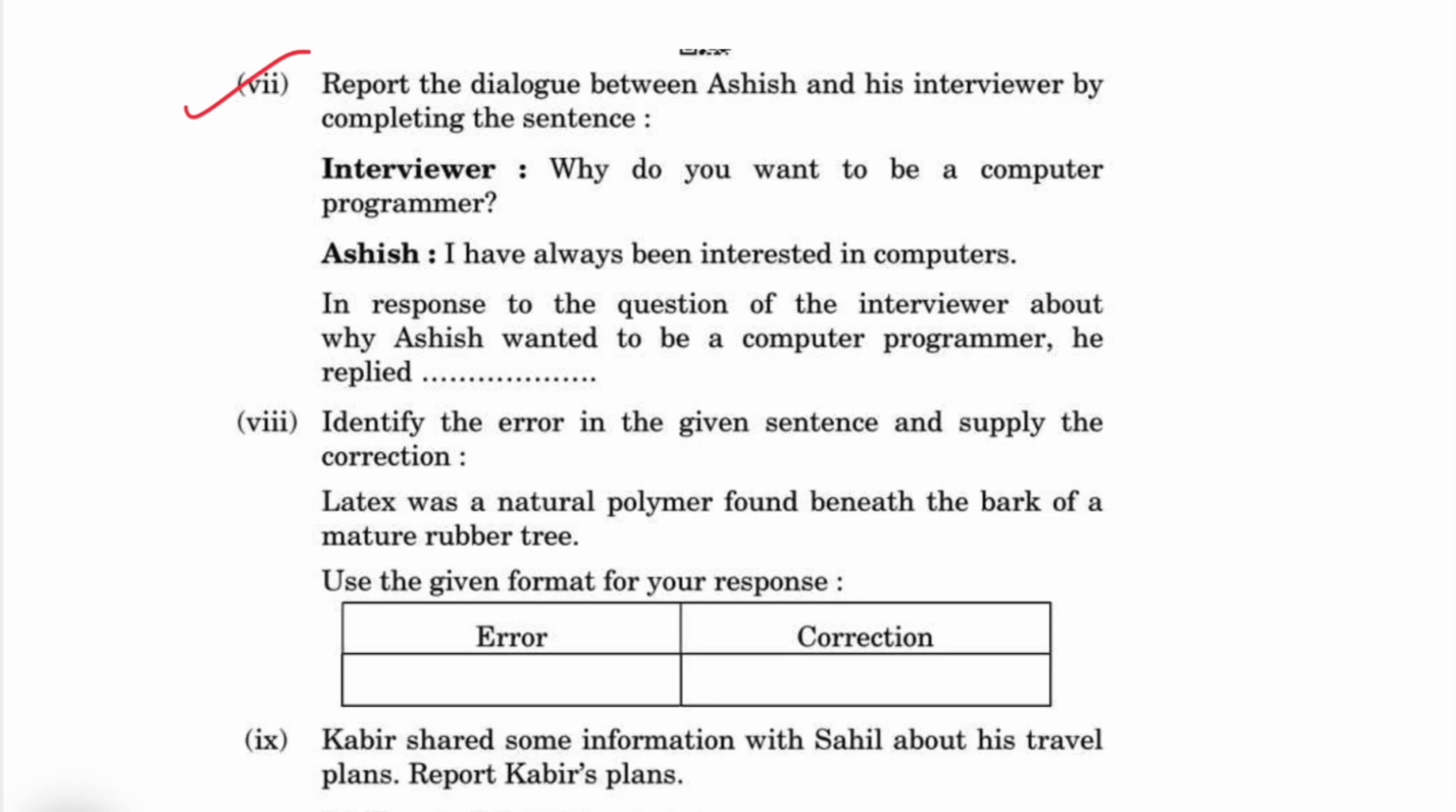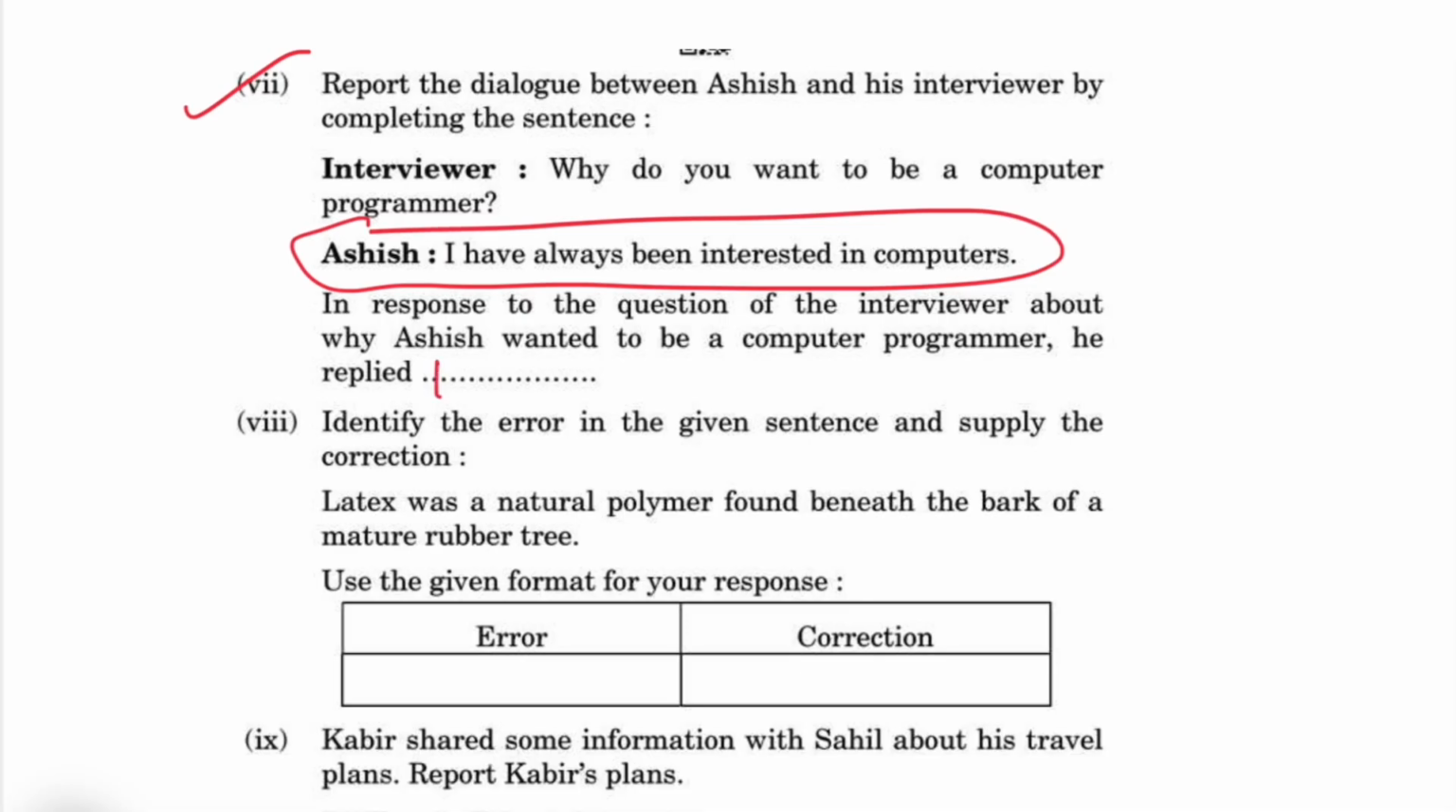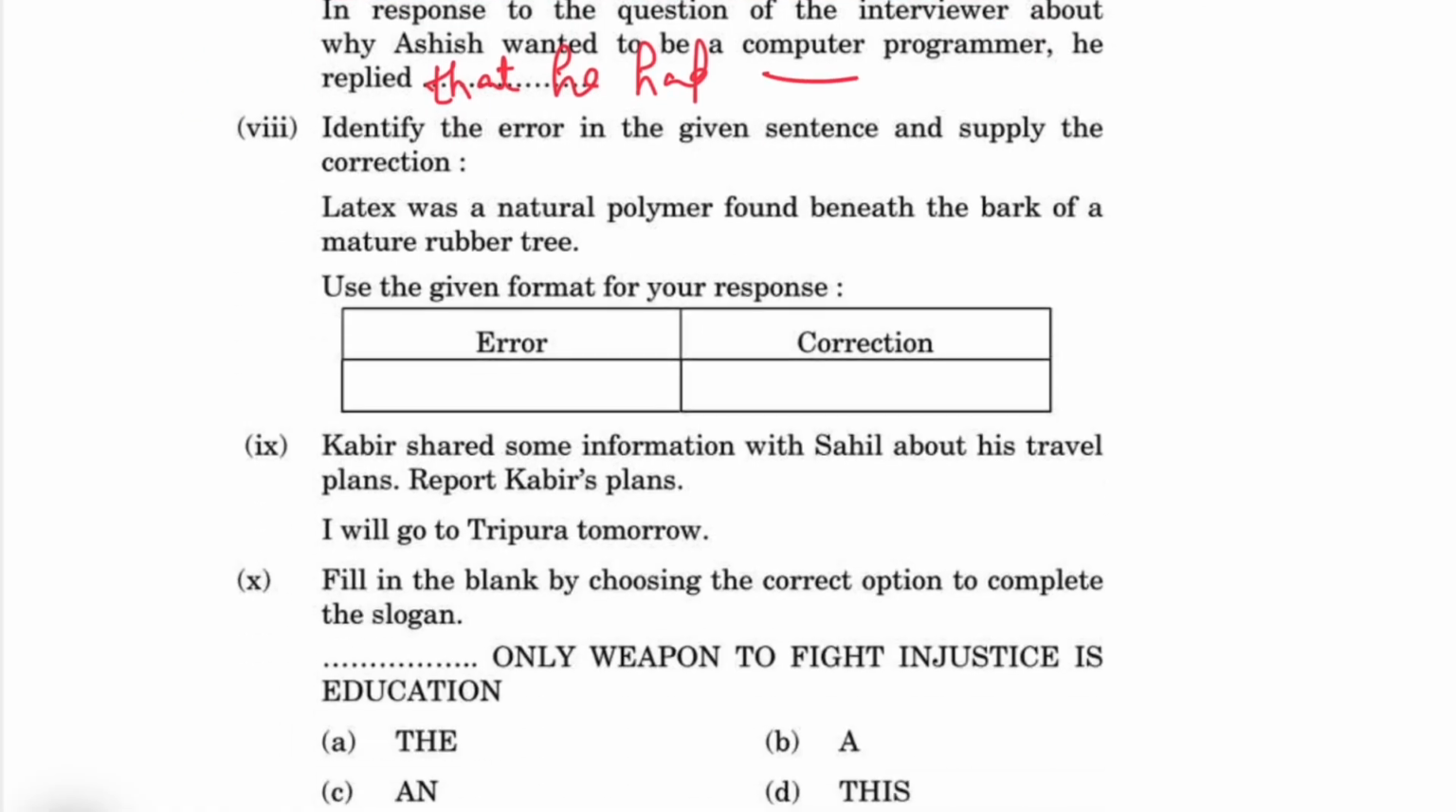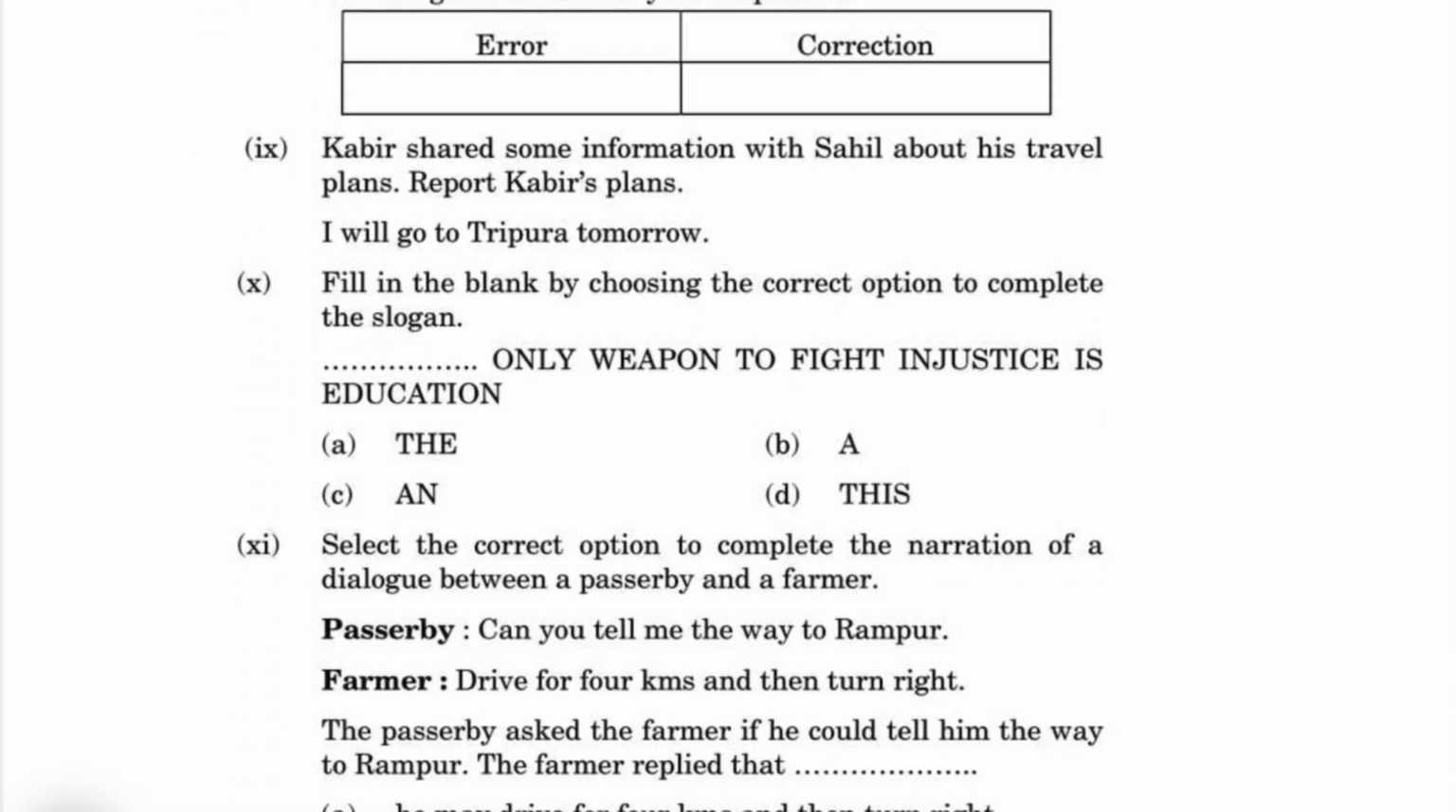Next one is Ashish wanted to be a computer programmer, he replied. So this part we have to change. He replied that he has, have changed into had. He had always been interested in computers. Same. Next one is latex was a natural polymer found beneath the bark of a mature rubber tree. So latex is.